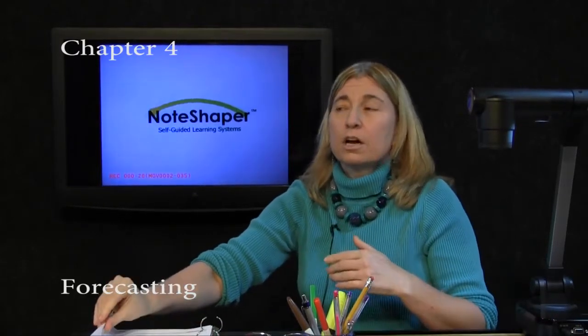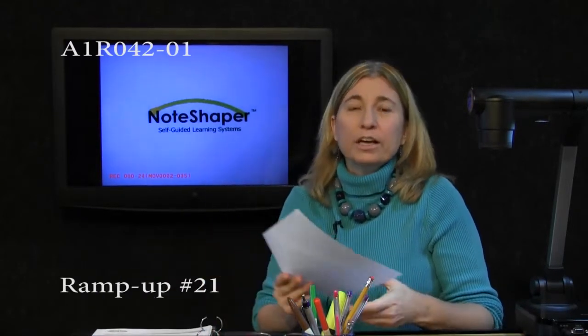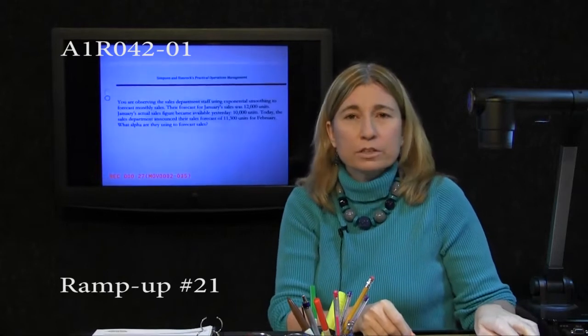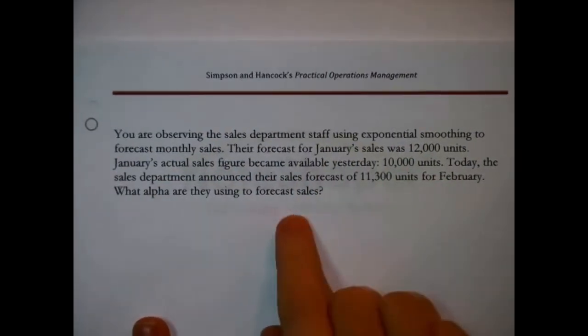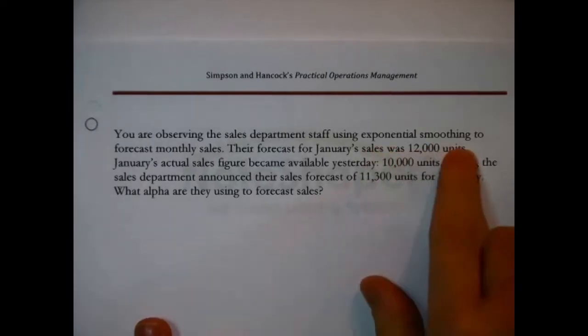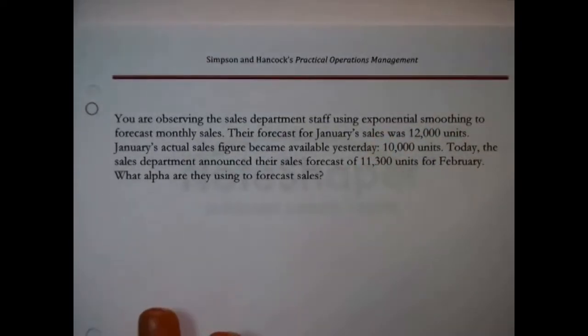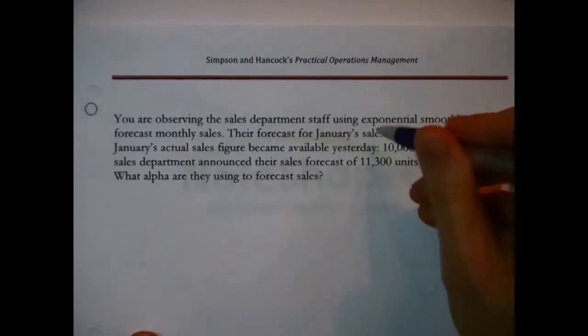Most of the time we use a formula to find an answer, but sometimes we have to use a formula to find part of the question. This problem here is a good example of that situation. You were observing the sales department using exponential smoothing. Now, before we go any further, that's what I mean by a formula.